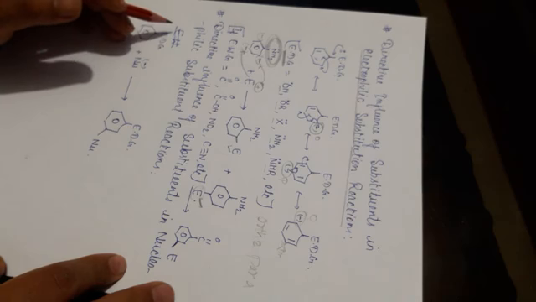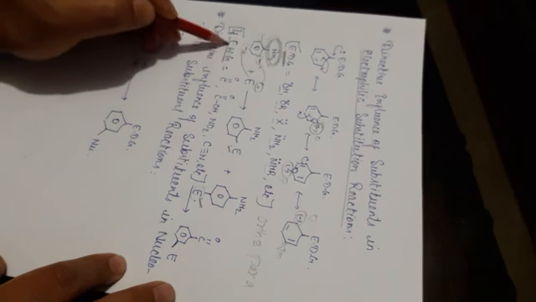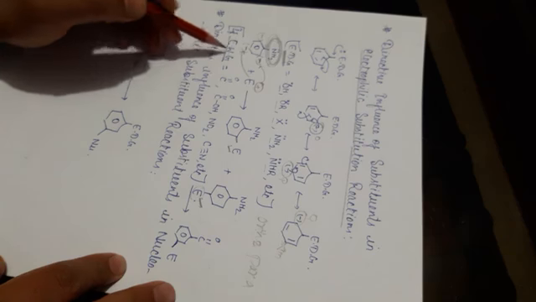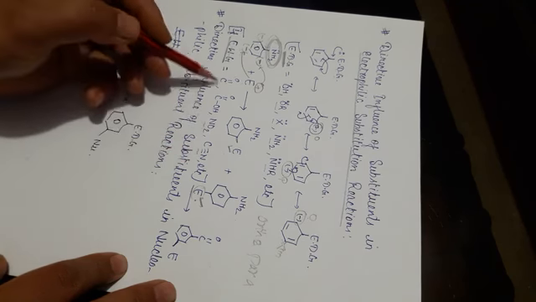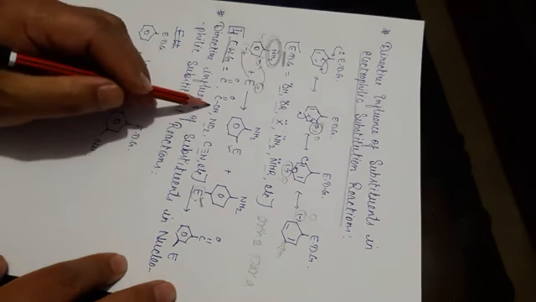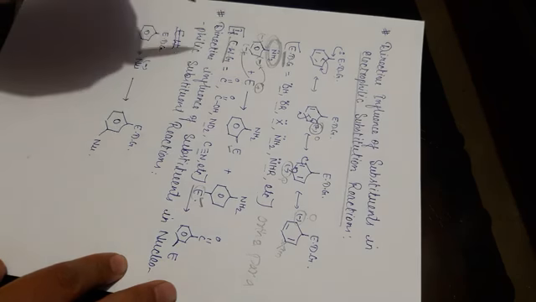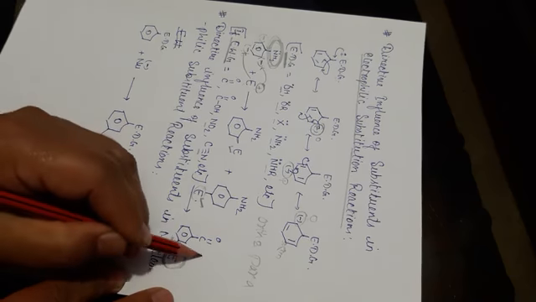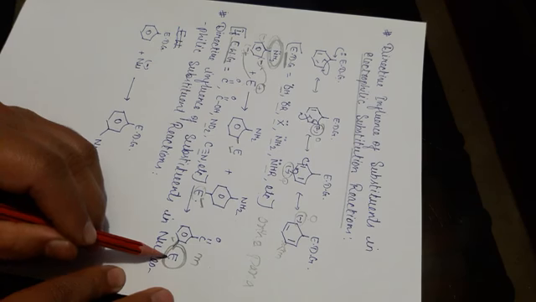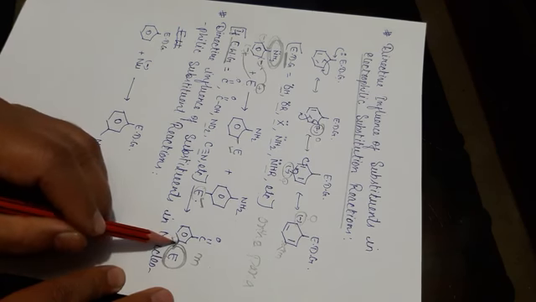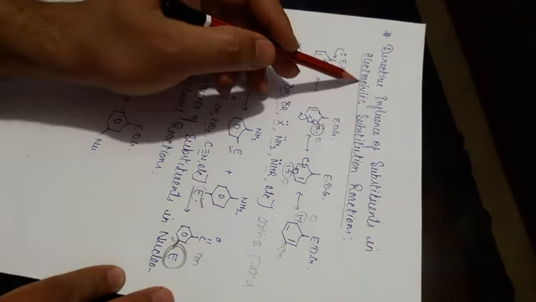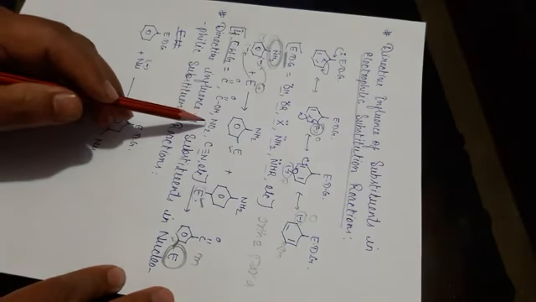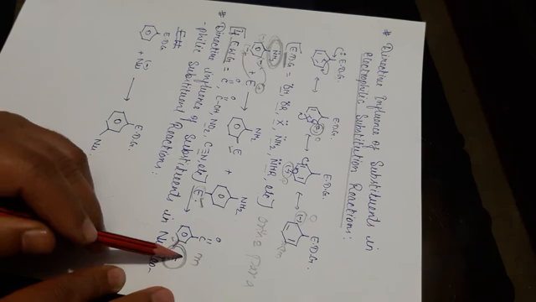Now if you have an electron withdrawing group, EWG, like C double bond O, or C double bond O OH, or nitro group, or cyanide group, etc. If these groups are present, then they withdraw the electron from the benzene ring. And if electron withdrawing groups are present, then the incoming electrophile will be directed at the meta position. See, you can see this electrophile is bonded to the meta position. This position is known as the meta position. You have to remember this, it is very important. If electron withdrawing groups are present, then in case of electrophilic substitution reaction, the incoming electrophile will be directed at the meta position.